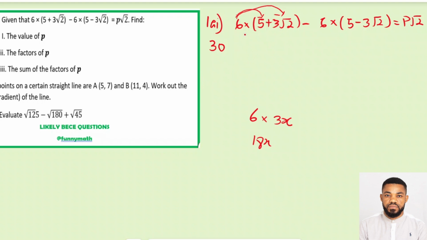So let me do that one here. 6 by 5 is 30. So let's multiply. 6 by 3 is going to be 18. Remember, it's going to be plus. We have plus 18, and now root 2. Let's move on to the next one.